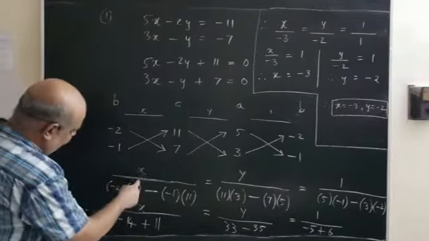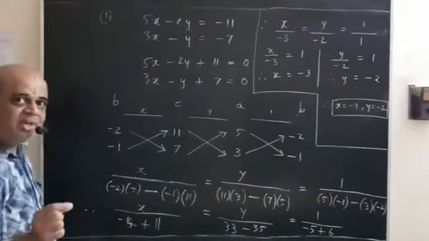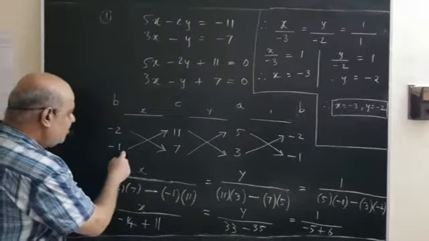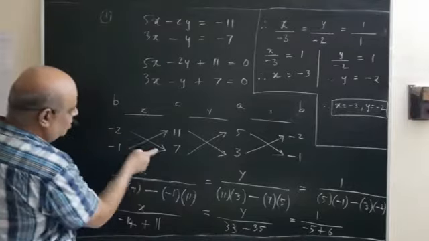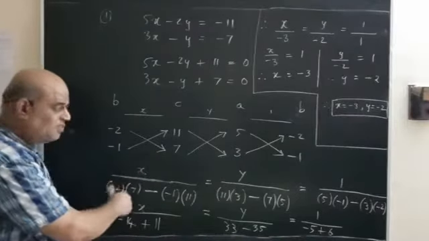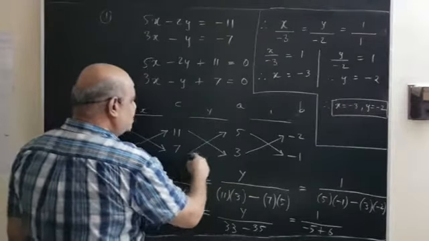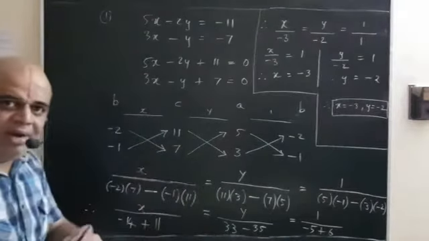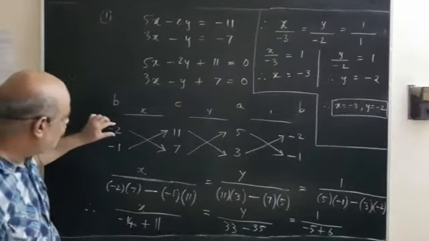Then here comes the cross multiplication part. I write x by, then I start always from the left top. Some students make this mistake. They will start from here. Minus 1 into 11 minus this into this. They will do it like this for one term. Then for the next term, they will take 11 into 3 minus 7 into 5. So if you take randomly like this, you will get a wrong result. Therefore, you always start with the left top.